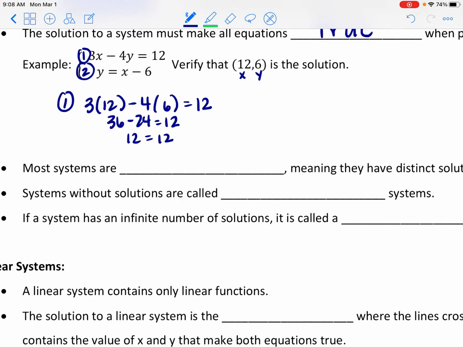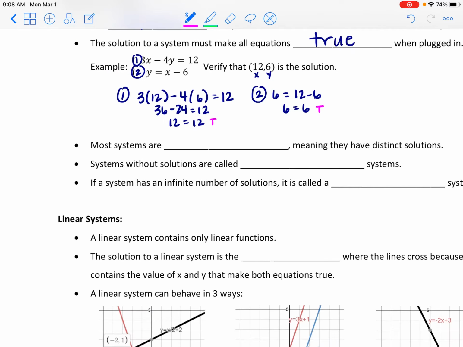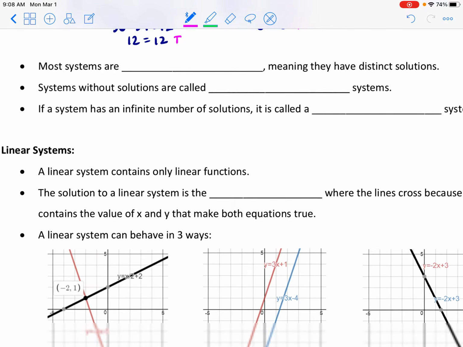Let's say we plug into the second one. It's got to make both true. So in the second one, it says y, which is 6, should equal x, which is 12, minus 6, and in fact 6 does equal 6. So since we get a true statement for both when we plug both in, because that's true and that's true, that's verified that this is the solution. Okay, so we can verify a solution in that way.